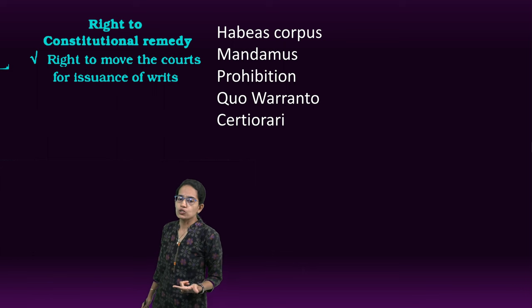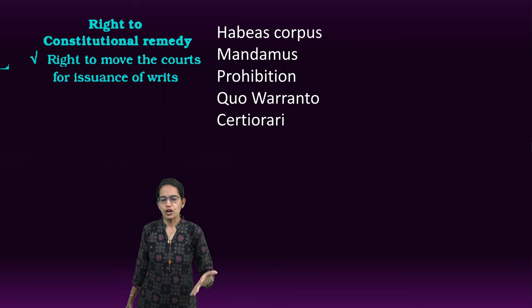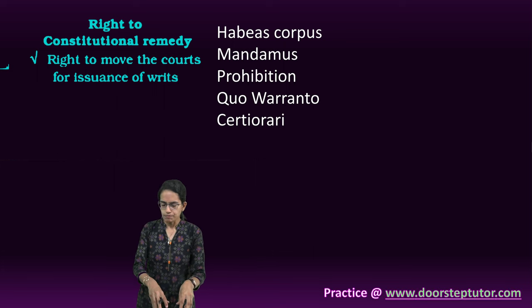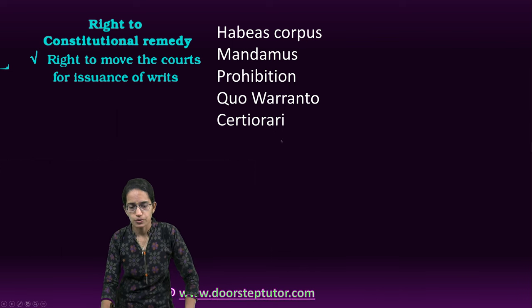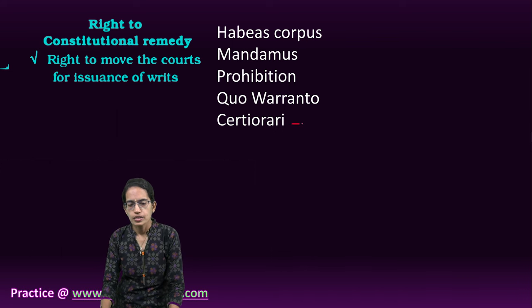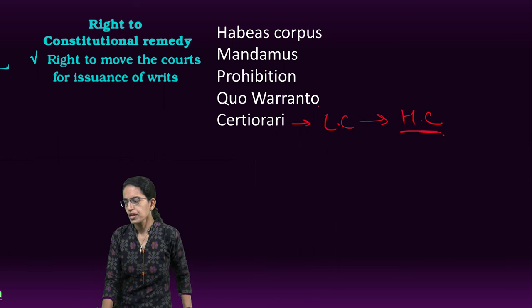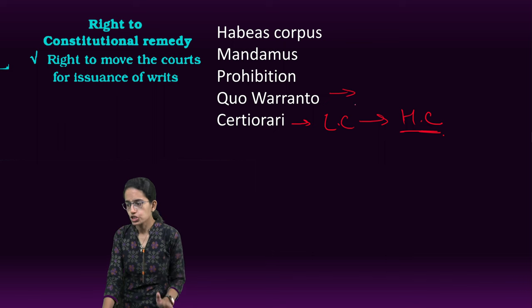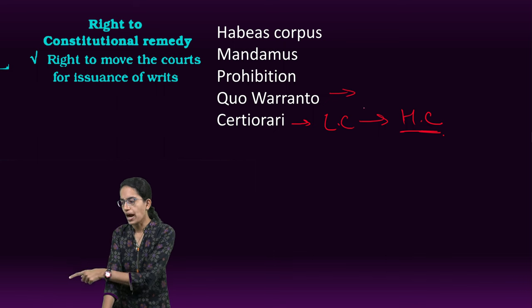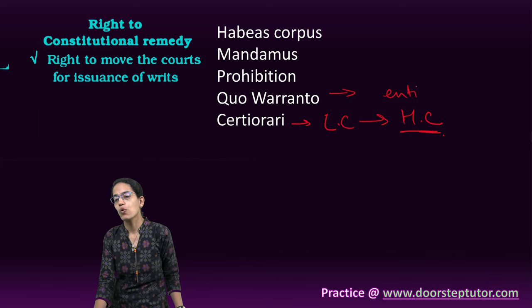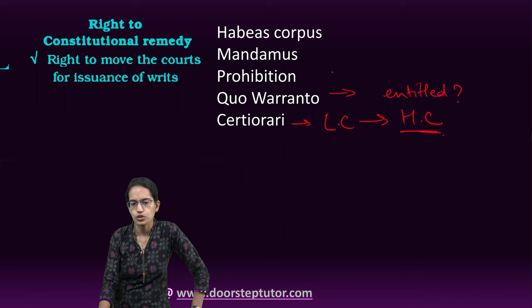Now, habeas corpus, mandamus, prohibition, quo warranto, and certiorari are the five major ones. Certiorari is where the lower court transfers the case to a higher court. So from a lower court, the case goes simply to a higher court or a higher authority. Quo warranto is issued if the court finds that the person is holding an office but is not entitled to hold the office. So check whether the person is entitled to hold the office or not.